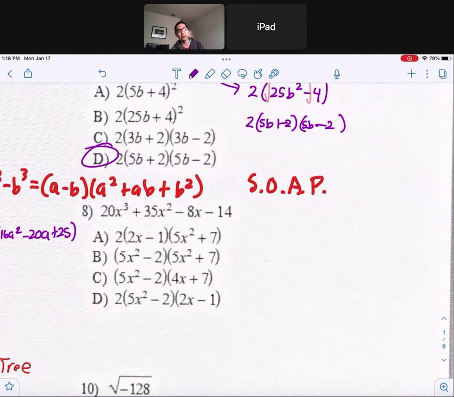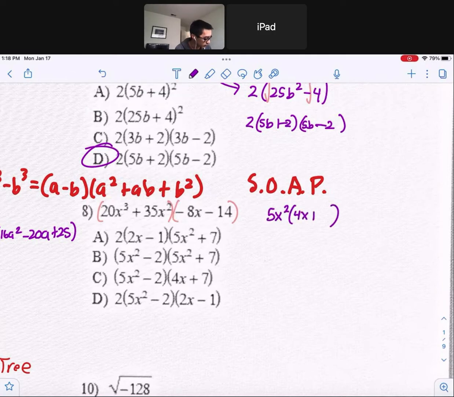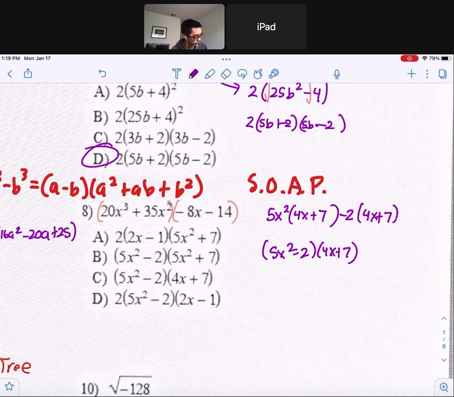8. So this one has 4 terms, you guys. One method you could do is factor this by grouping. What can we factor out from here? A 5 and x to the second. So we get 4x plus 7. And what can we factor out from here? A negative 2. So you get 4x plus 7. So you get 5x squared minus 2 times 4x plus 7, which is C.